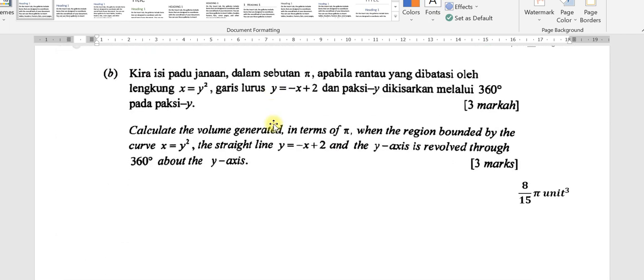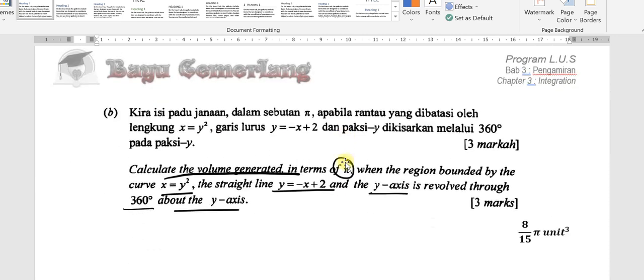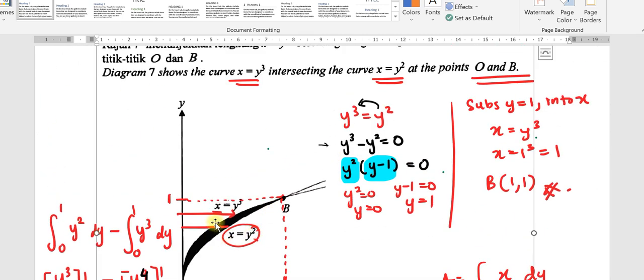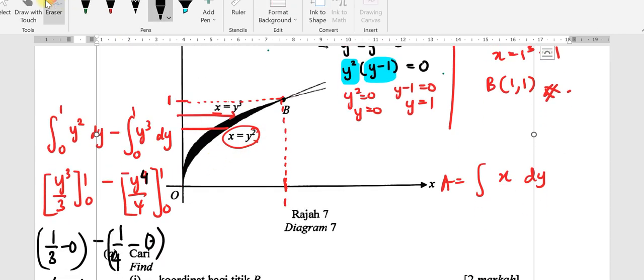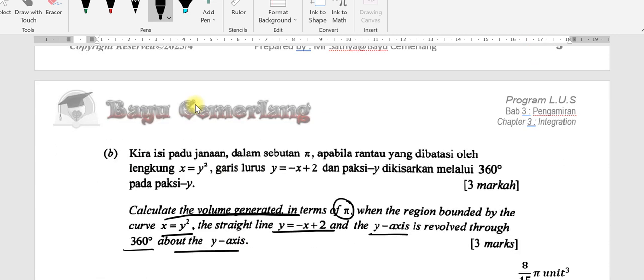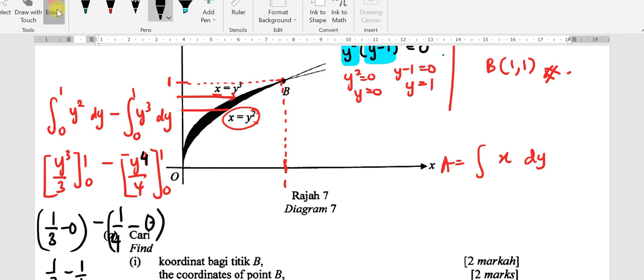Okay, next. Now calculate the volume generated in terms of pi when the region bounded by the curve x equal to y square, a straight line y equal to negative x plus 2, and the y-axis is revolved through 360 degrees about the y-axis. Again the y-axis. First let's see where this bound is. They are not talking about a shaded region. I'm going to erase this, but they have given a new line equation. Okay, let me clean up first.